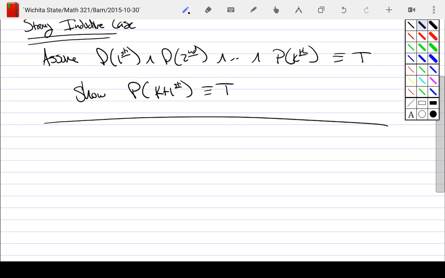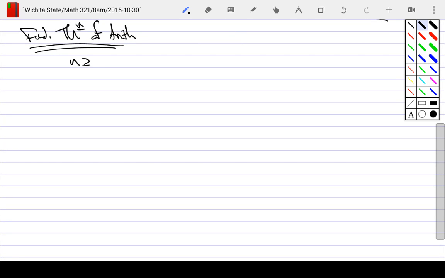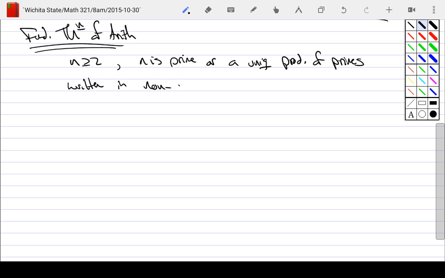So we're going to use this for the existence for the fundamental theorem of arithmetic, which is that for every n greater than or equal to 2, n is prime, or a unique product of primes written in non-decreasing order.